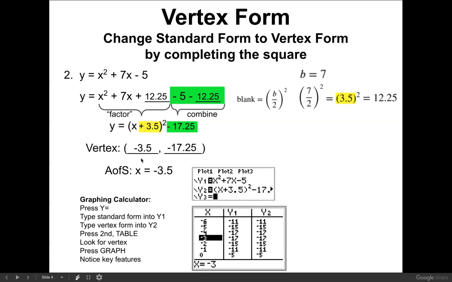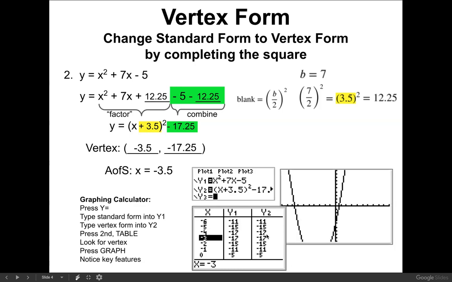We named our vertex as negative 3.5, comma, negative 17.25. But notice that doesn't show up in the table because we don't have the decimals in this table. But we can still feel confident that is our vertex because negative 3.5 would fall between negative 4 and negative 3. And I can see that that's where the vertex would be because we still see that repetition on either side of where that vertex would show.